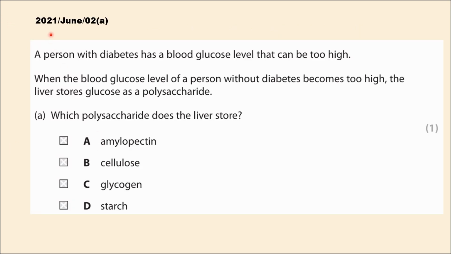The next question is from the June 2021 paper and it's a straightforward question. As usual, they have provided a little additional information before the question. A person with diabetes has a blood glucose level that can be too high. When the blood glucose level of a person without diabetes becomes too high, the liver stores glucose as a polysaccharide with the help of the hormone insulin. And the question is, which polysaccharide does the liver store? The answer is very simple, it's glycogen.